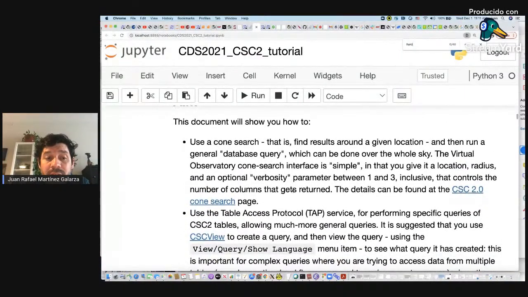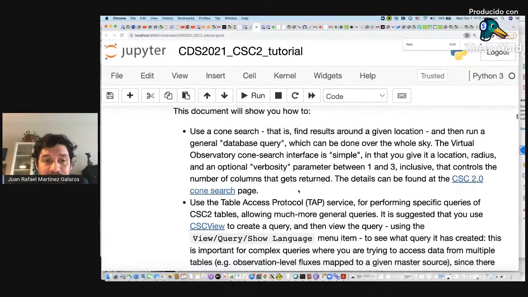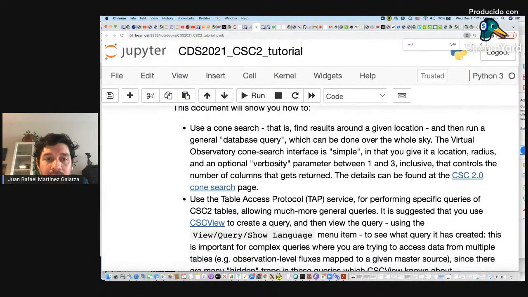The important thing here is really how to search for sources in the Chandra Source Catalog. So if you are looking for a particular source in the Chandra Source Catalog, or you're interested in getting a bunch of sources in a particular galaxy, or all the X-ray sources in the Orion Nebula, you can do that directly from the Chandra Source Catalog using this notebook, and you'll be able to get all the properties for those sources. So I will show you how to use a cone search for finding those sources.